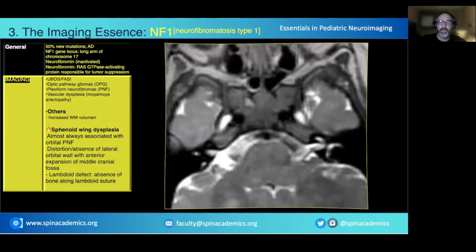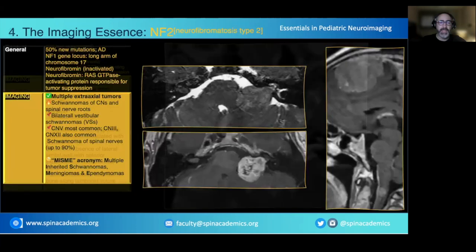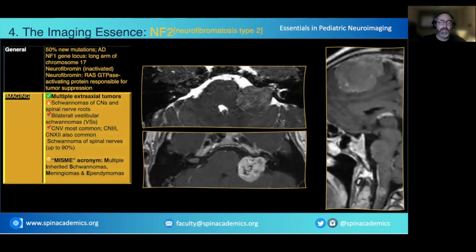And here bone dysplasias are very typical, in which this sphenoid body has lost the normal form of the sphenoid bone. So dysplasia of the sphenoid wing is very typical of NF1 and very significant of this entity. So, next slide about NF2.